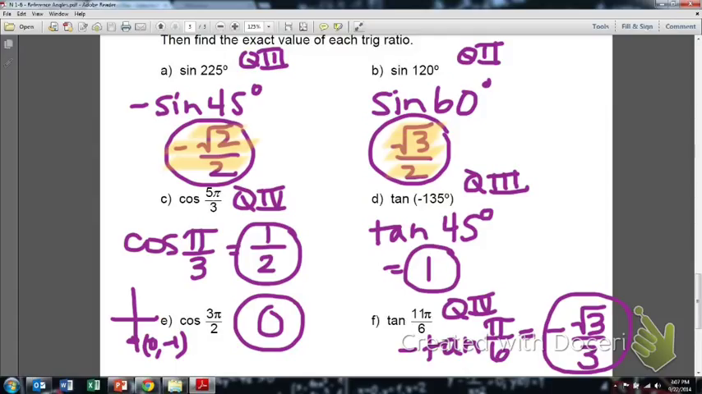5 pi over 3 is in the fourth quadrant. In the fourth quadrant, cosine is positive. And 5 pi over 3, the reference angle is pi over 3. And the cosine of pi over 3 is a half.